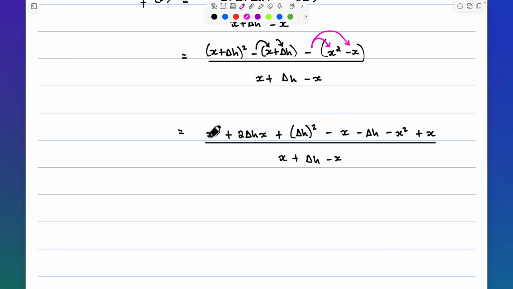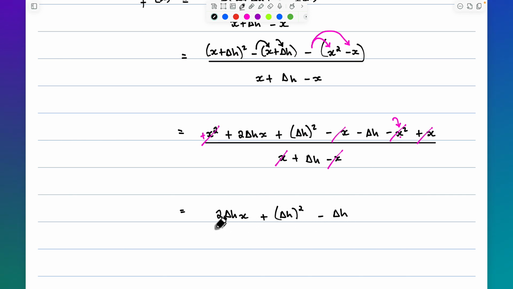So for example, I look at my x squared term, I look for another x squared term. I'm seeing there's another one here. So both of them, you've got positive x squared, negative x squared minus x squared, those cancel. Same thing with this x term, negative x plus x, those two are going to cancel. This one, it doesn't have like terms, that's fine. But at the bottom, you see again, there's a positive x minus x, that cancels. So what we have left after that is 2 delta h times x plus delta h squared minus delta h.